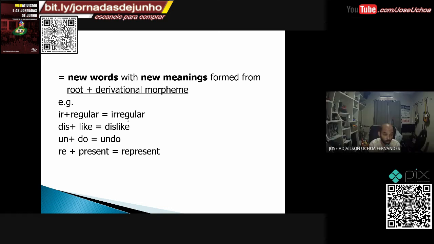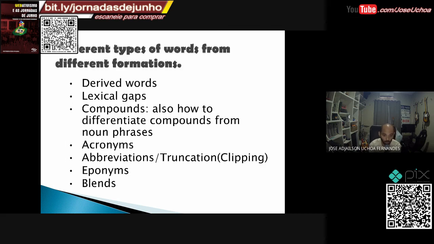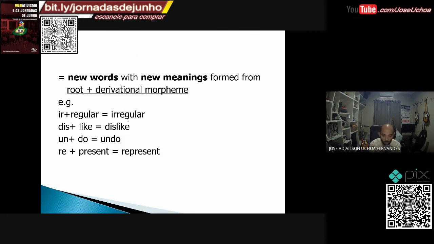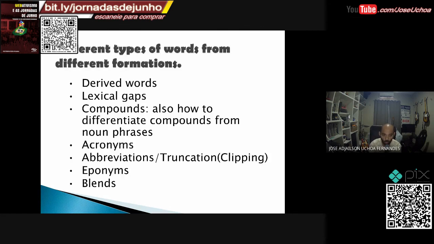The process of word formation. In this case of regular versus irregular, like versus dislike, do and undo, present and represent, or present and presentation. What is the process involved? If you looked at these processes, which of the seven do you think is happening here? Derivation, lexical gap, compound, acronym, abbreviation, eponym, or blend?